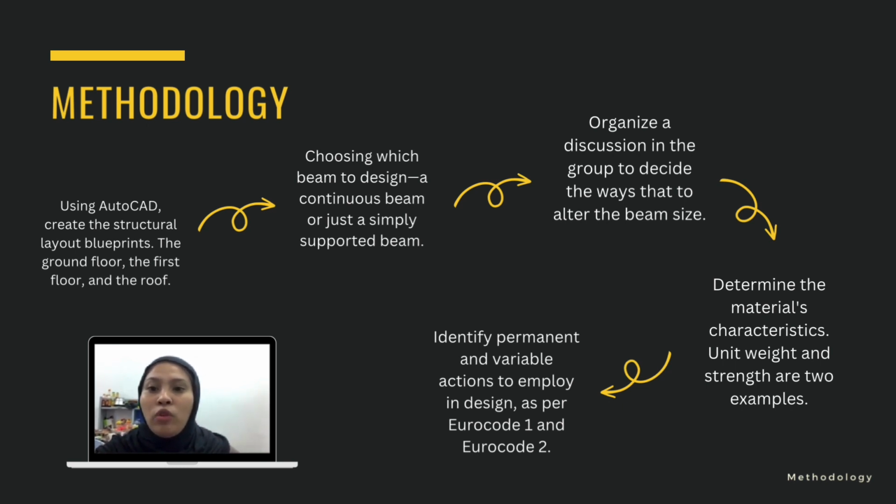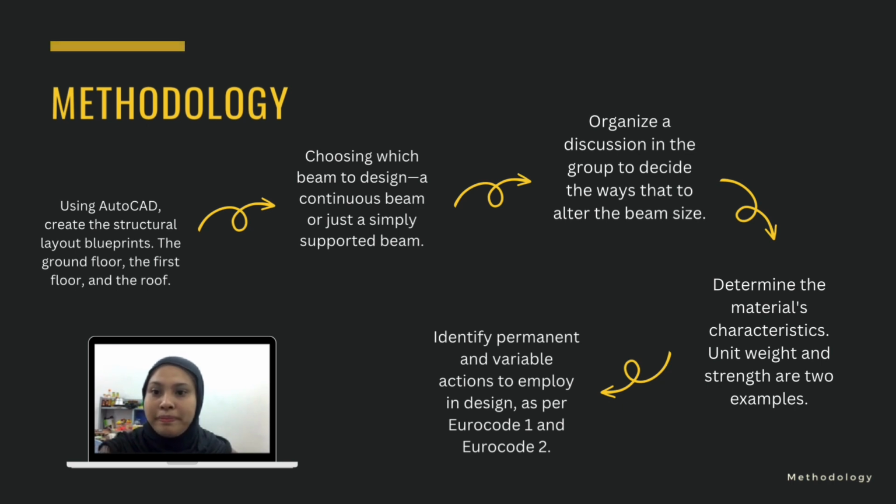The third is we have to organize a discussion in the group to decide the ways to alter our beam size. And then the fourth step is we have to determine the materials' characteristics, which are unit weight and strength, for example. And the fifth step is we have to identify the permanent and variable actions to employ in design as per Eurocode 1 and Eurocode 2.